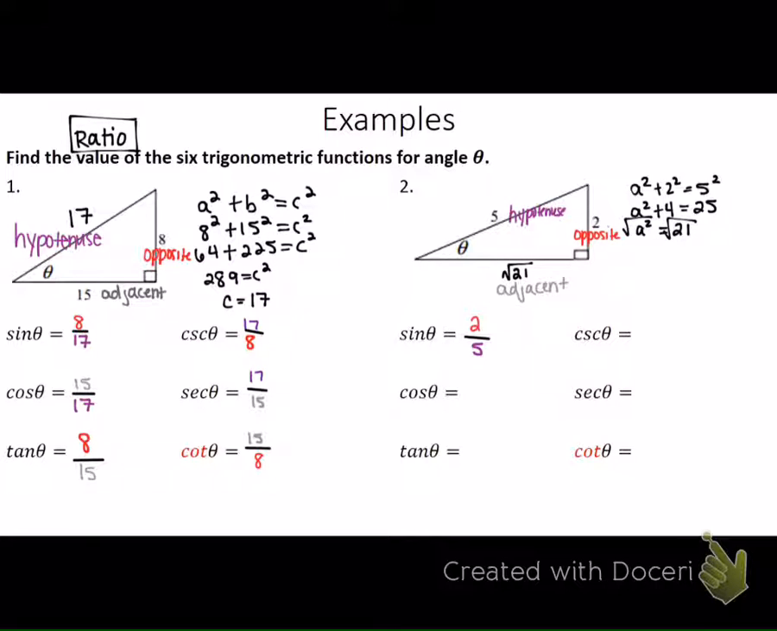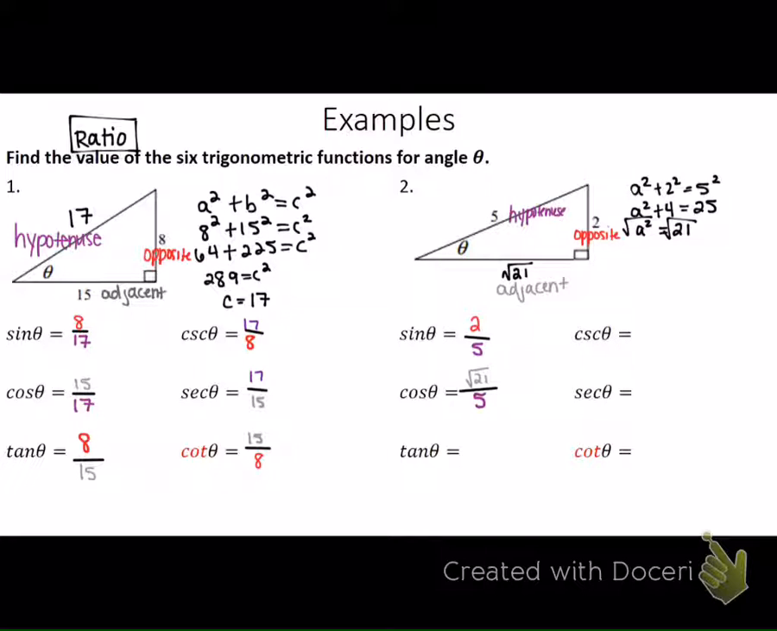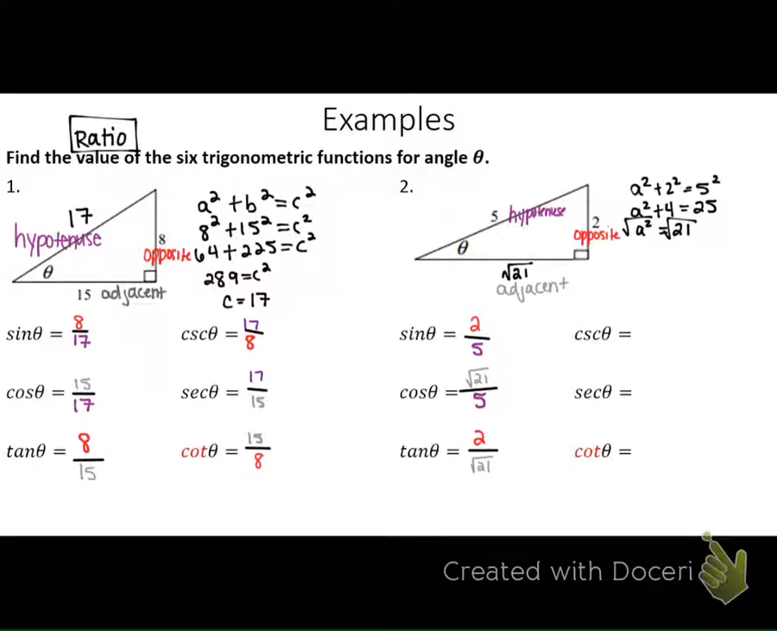Okay, Morgan, the cosine for this one is square root of 21 over 5. Carmichael, what's the tangent? 2 over square root of 21. Yeah, I have an issue with this one, though. He didn't do anything wrong. What is my issue? What do you guys think is wrong? Yeah, Jill, the radical is on the bottom. So what do I have to do? You have to rationalize it.